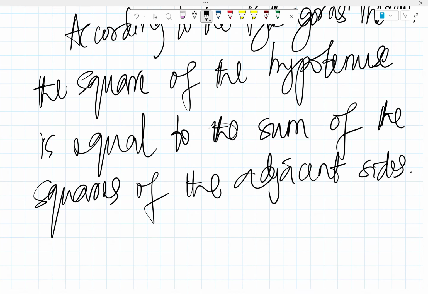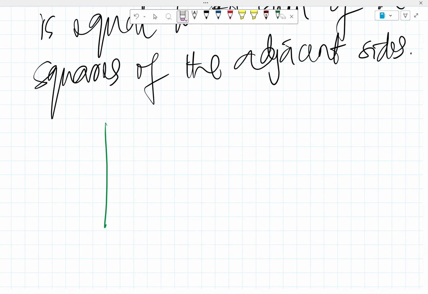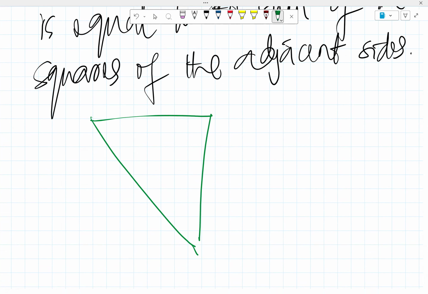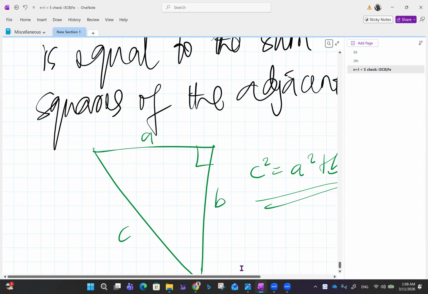So in essence, if we have a right-angled triangle, it can come in any form. It doesn't have to be exactly like this. I can have it like this, okay? And this angle is right. So this is the hypotenuse. Let's say this side is A, this is B, and the hypotenuse is C. So this rule is simply telling us that C squared is equal to A squared plus B squared. That's all Pythagoras is telling us. And that makes sense, you know.